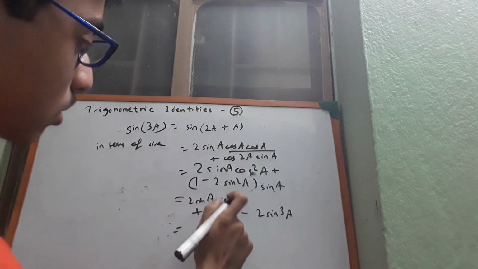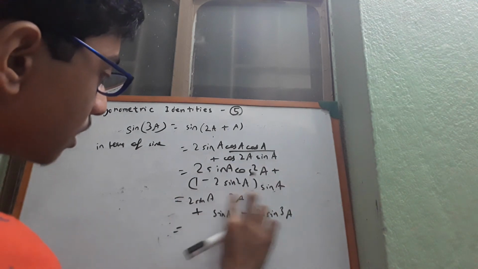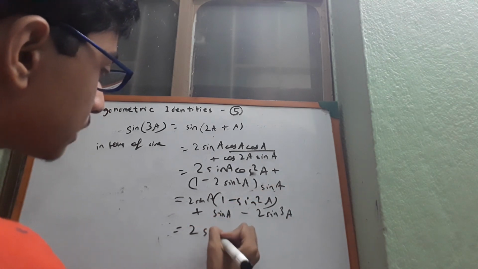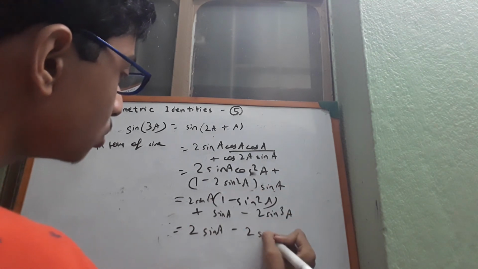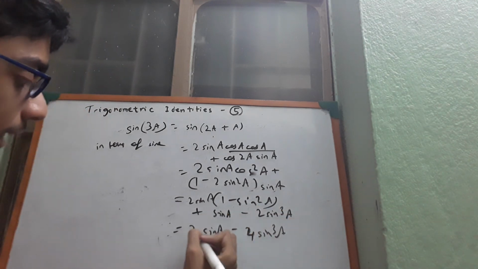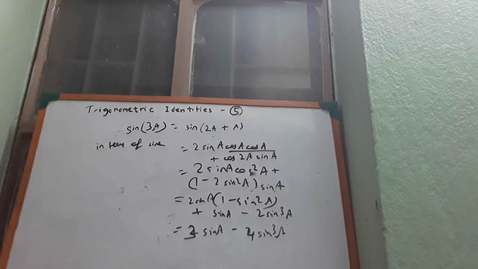And yeah, so this cos square can be written as 1 minus sine square. So 2 sine A minus 2 sine cube A, and we have minus 2 sine cube A, so minus 4 sine cube A and plus sine A. So 3 sine A minus 4 sine cube A, that's a formula.